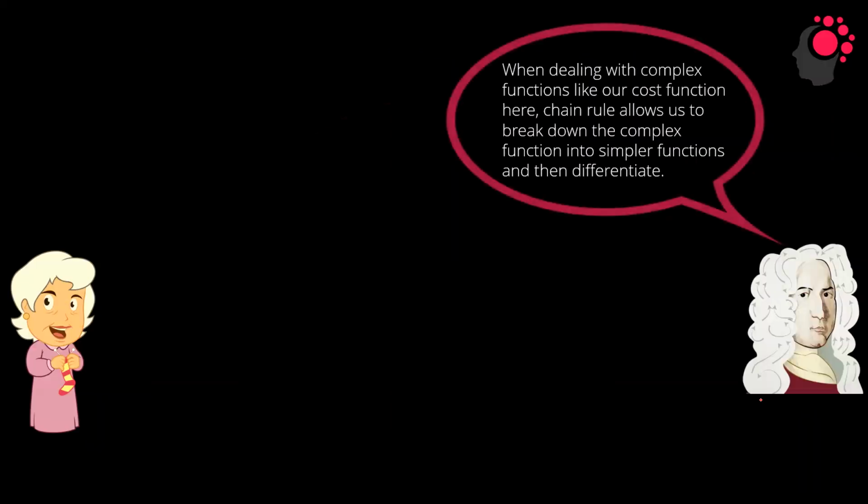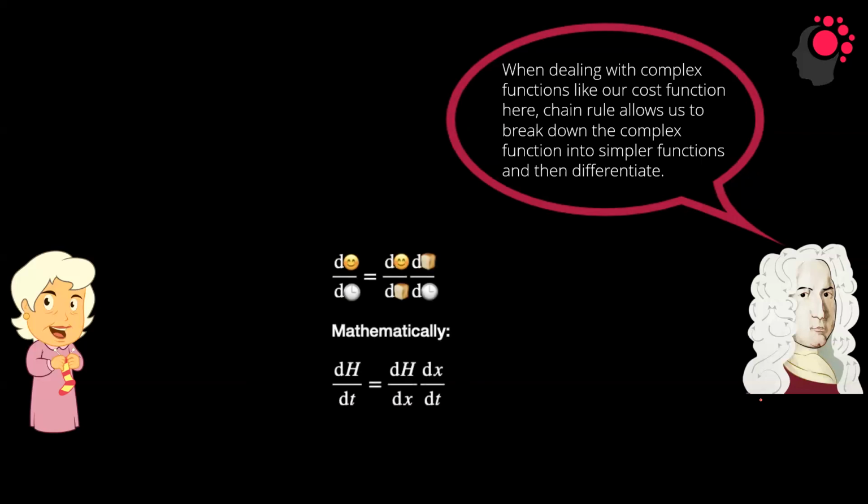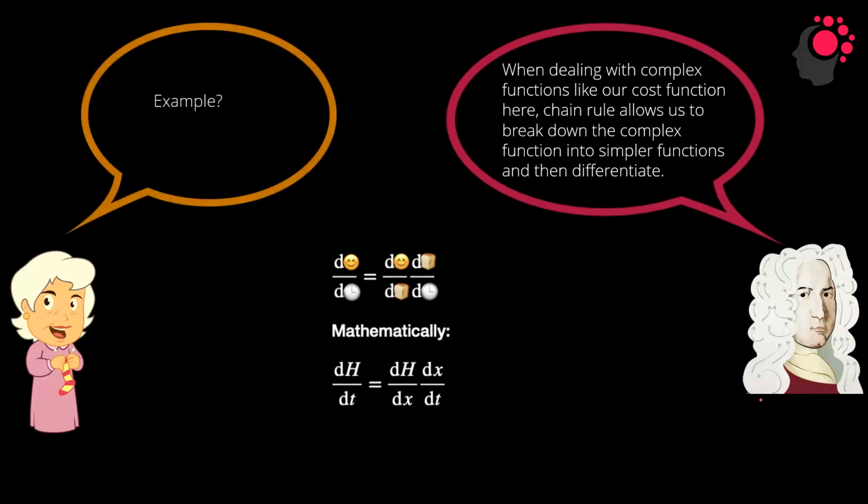So Bernoulli says, when dealing with complex functions like our cost function here, chain rule allows us to break down complex functions into simpler functions and then differentiate. As you can see here, in order to differentiate a complex function which contains a subfunction, we differentiate the inner function, and then we differentiate the outer function with respect to it. Now, it looks a bit complicated, but as you can see from the figure, it kind of makes sense if you look at it.